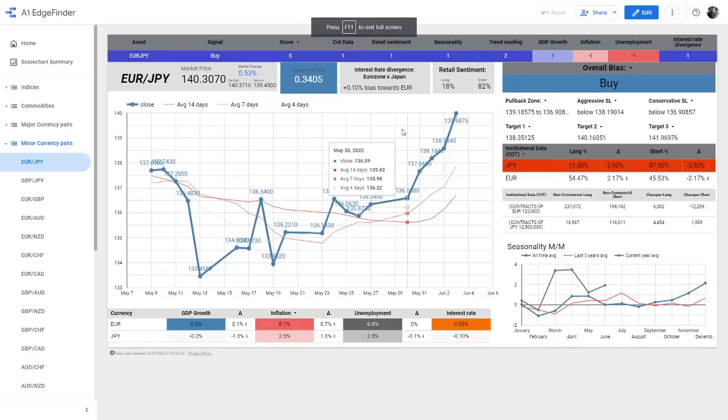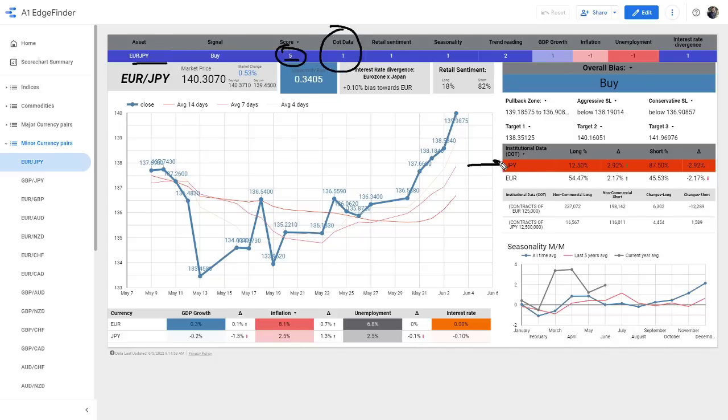Now, here's a look at Euro Yen in terms of the Edge Finder's metrics. So what it does is it takes several different factors. For example, Euro Yen is the asset, score of 5. What does that score mean? Well, the higher the score, the more of a buy. The lower the score, the more of a sell. If something comes in with COT data of +1, what that means is that the yen has, in terms of institutional positioning, is very short biased, whereas the euro is sort of mixed. So that gives us a slight bias towards selling yen and buying euro. Retail sentiment. This is what the crowd is doing.